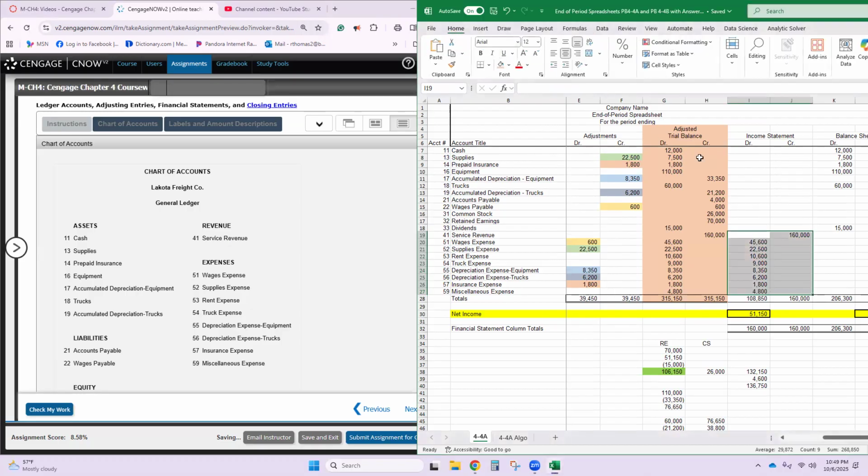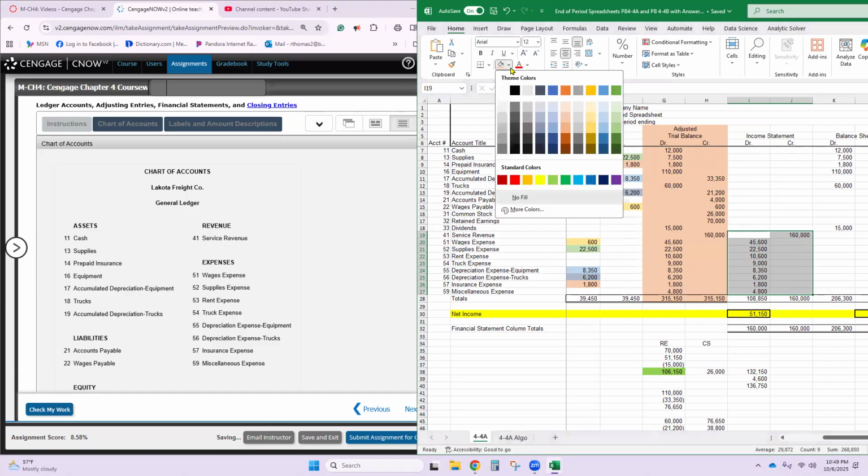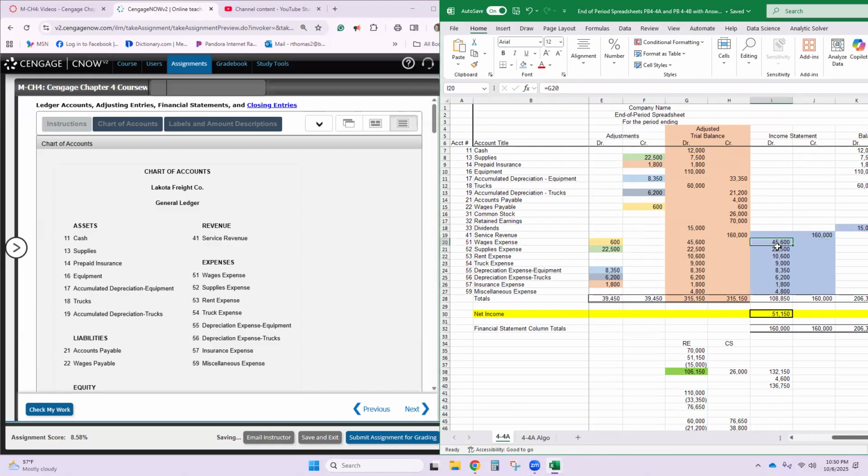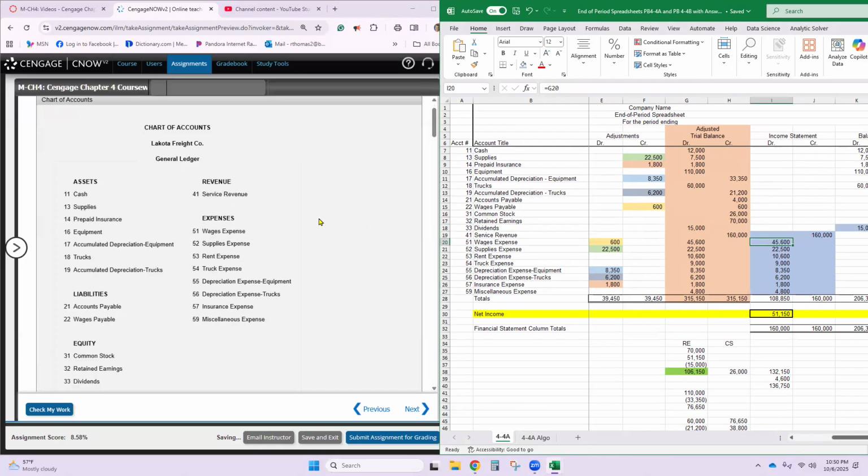Okay, let's make all of these a color because they need to be closed. They need to be closed. So all of those need to be closed, and so does this one. Remember, closed means you need a zero balance. Okay, so I'm just going to use these to represent what we need for closing.